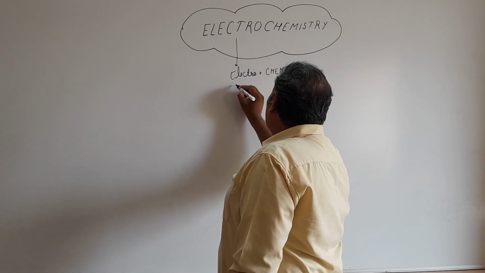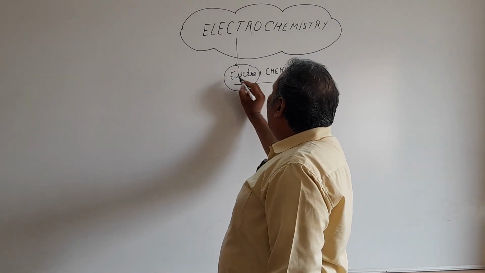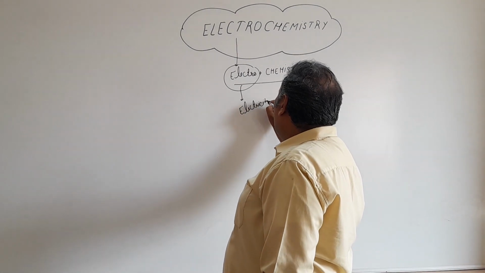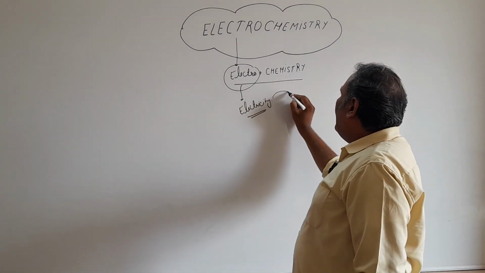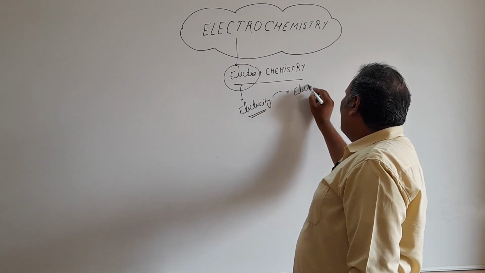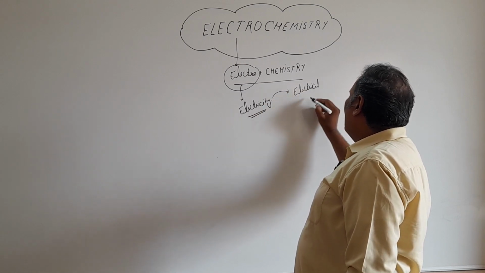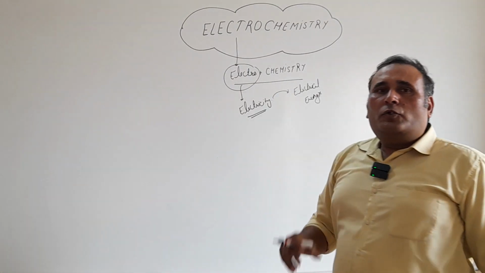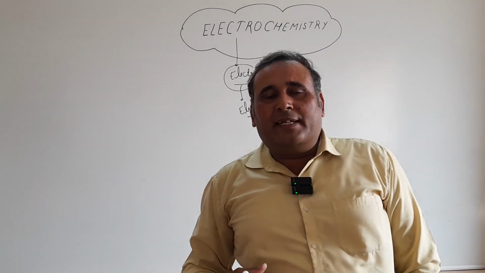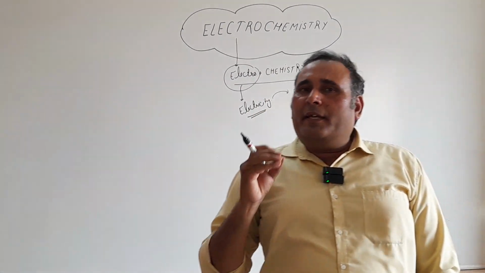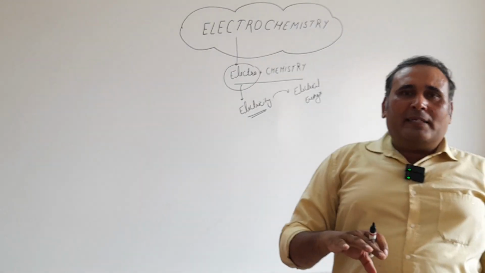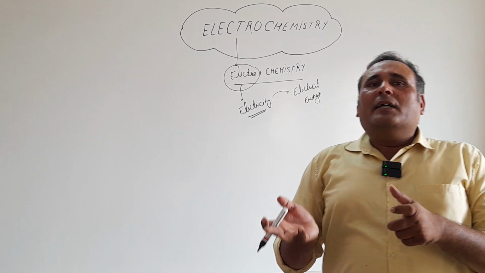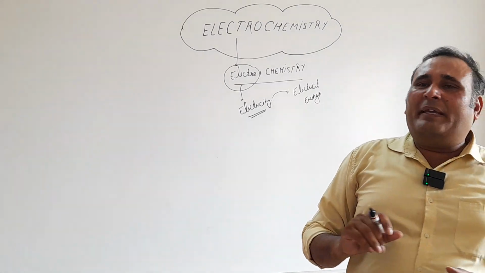So what does it mean? The word electro refers to electricity, or we can say electrical energy. So we can say electrochemistry is the branch of chemistry in which we study the conversion of chemical energy into electrical energy as well as electrical energy into chemical energy.